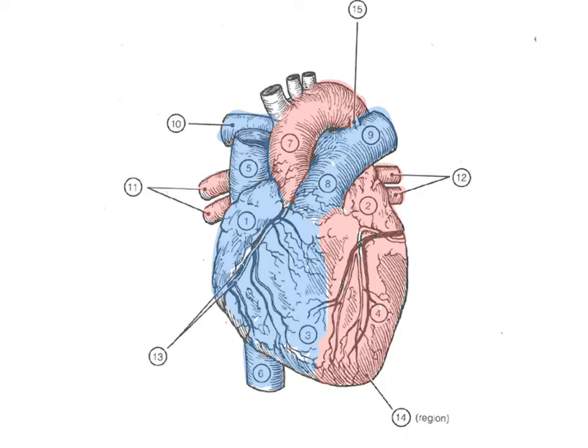Okay. A couple of branches coming off of there that we're going to talk about later, the brachiocephalic trunk, and then the left common carotid and the left subclavian arteries, and we'll talk about those when we get to chapter 21.